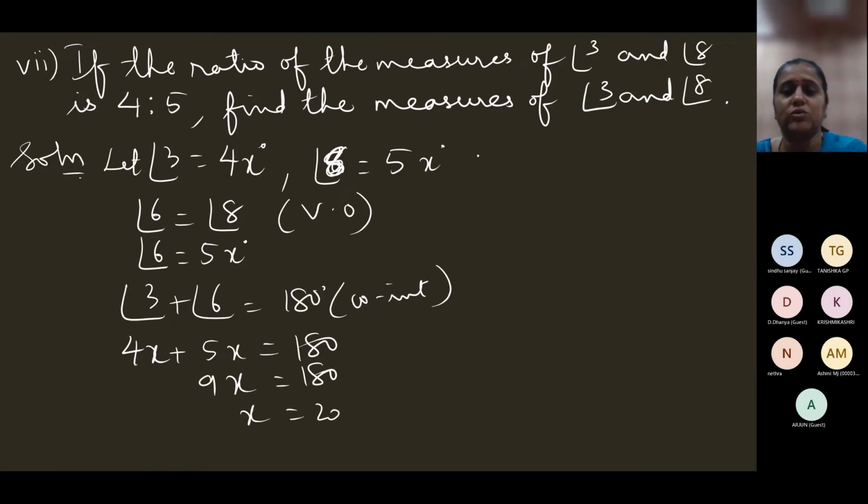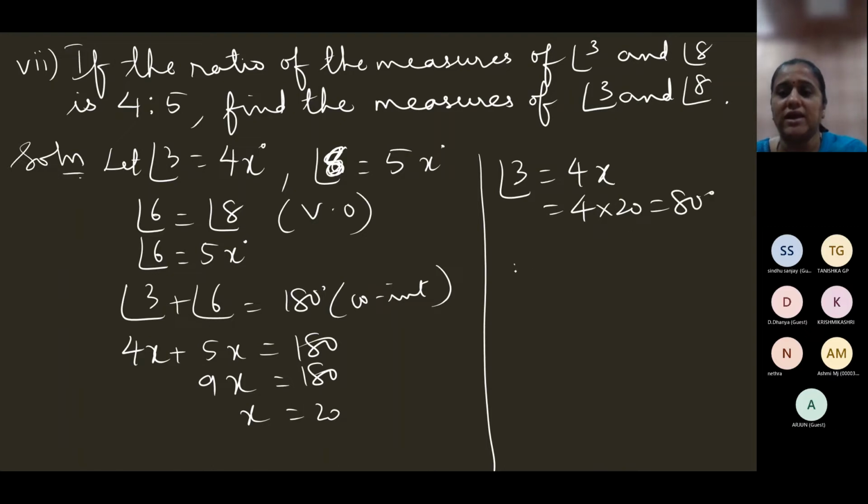So you got x. Now you need to find angle 3 and 8. Angle 3 is equal to 4x, that is 4 into 20, 80 degrees. And angle 8 is equal to 5x, which is 5 into 20, 100 degrees. Very good.